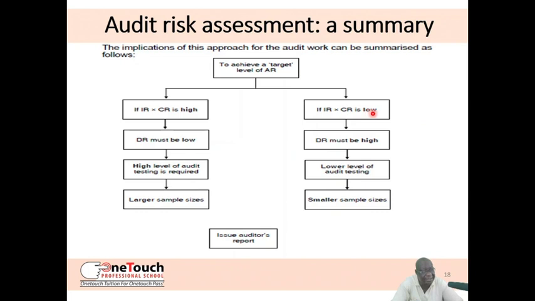So where the risk is very low, they say inherent risk times control risk is very low, then it means detection risk must be what? High. It means detection risk is also high already there. Then you do a lesser job in that area. Okay?